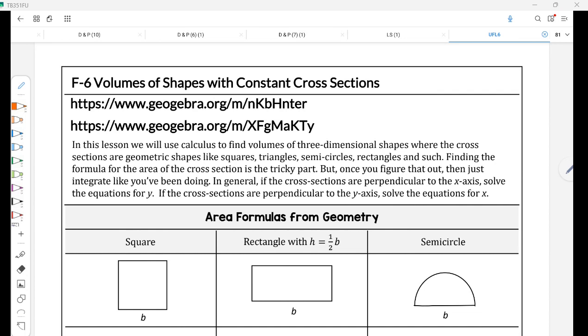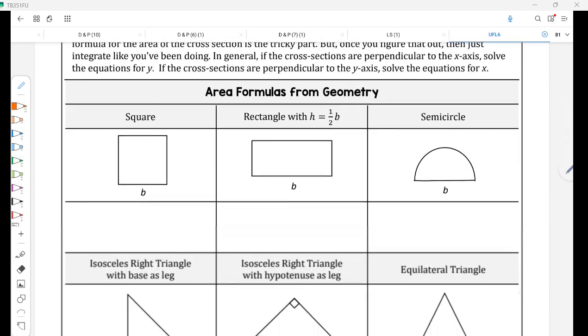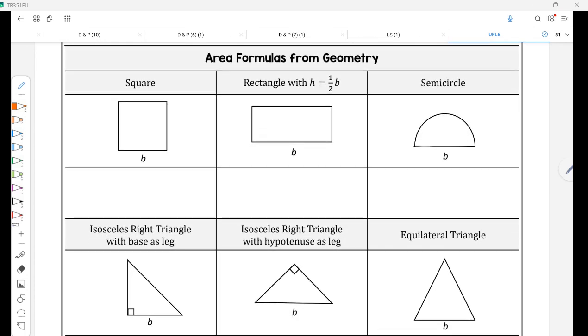I'm in. The first thing we need to do, though, before we can even jump into these, is talk about areas, just review some area formulas. In the descriptions of these shapes, we're going to say that the three-dimensional shape has cross sections that are some two-dimensional shape that we should know the area from geometry. So we'll review that first.